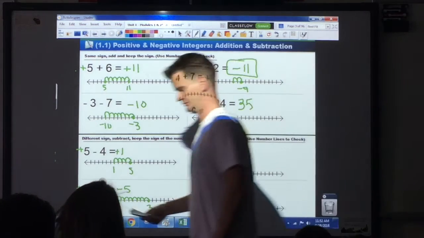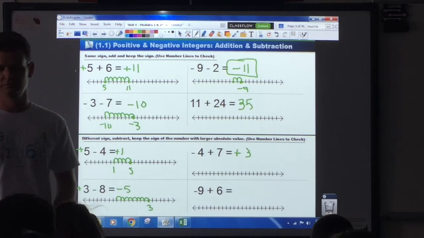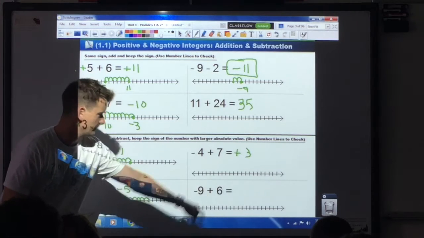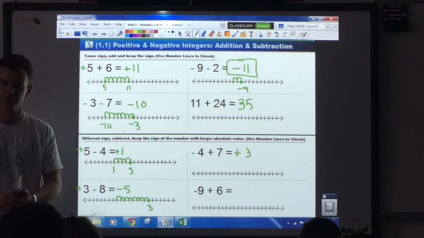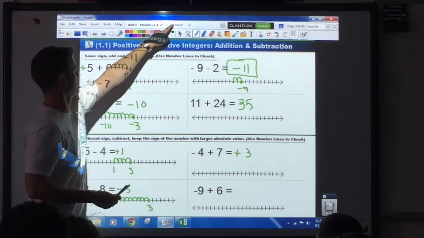Perfect. Okay. Let's try Lexi. Lexi, -9 plus 6. Before you even get started with the problem, you look at it. Bam, bam. You have a negative 9, positive 6. Which one of those has a greater absolute value? 6. Greater absolute value? 9. Let's check. Let's just make sure.